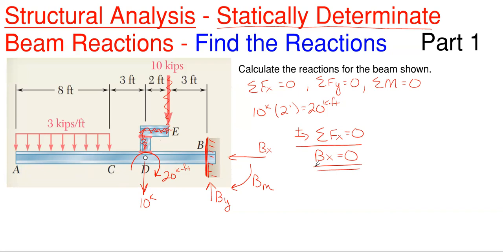There is nothing for it to react to. So that's an easy one. Boom, done with the x direction. Now let's do the y direction.